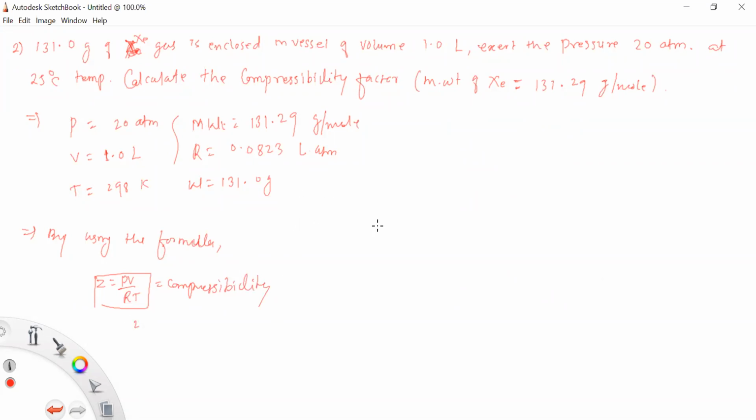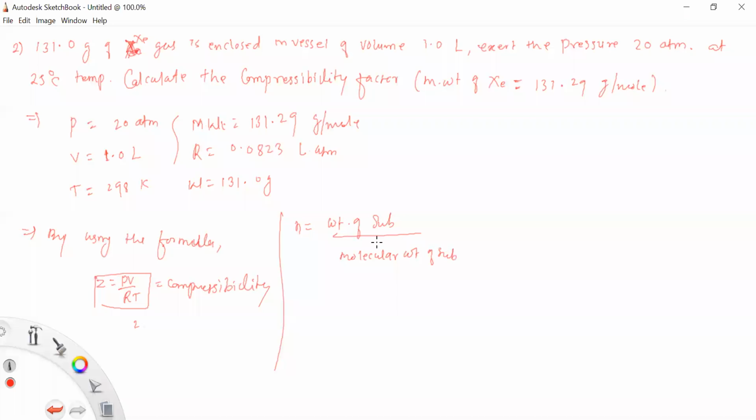N is the number of moles, that is weight of substance upon molecular weight of substance. N is the moles of substance. So the weight of substance divided by molecular weight of substance is called the number of moles, and that is denoted by N.